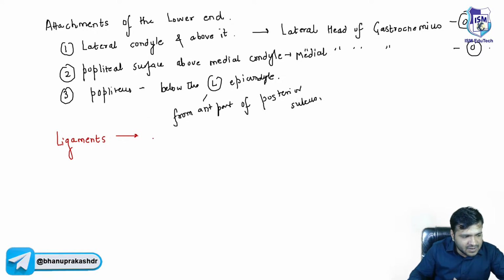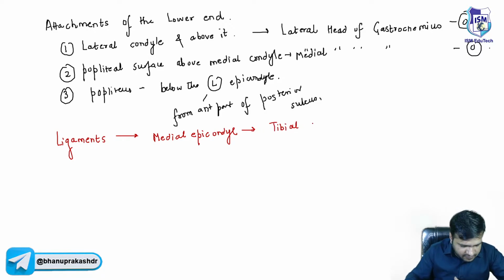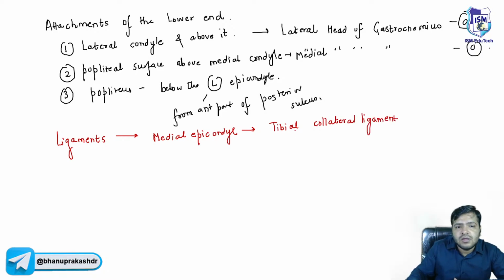So remember beta, the ligaments. On the medial epicondyle we have a ligament, and I will talk about these ligaments in the further class. It is the tibial collateral ligament. Remember the lateral epicondyle, beta. It is the fibular collateral ligament.